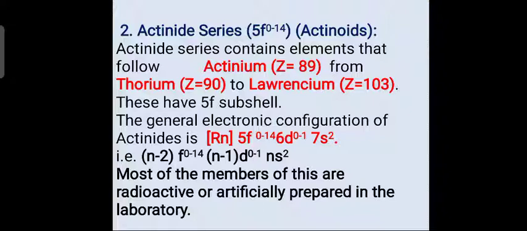Or n minus 2 f 0 to 14, n minus 1 d 0 to 1, ns2. This is the common, general electronic configuration found in all actinides. Most of the members are radioactive, or artificially prepared in the laboratory. Almost all actinides are radioactive elements, or they are artificially prepared in the lab.